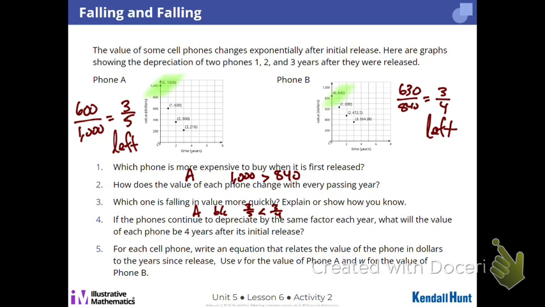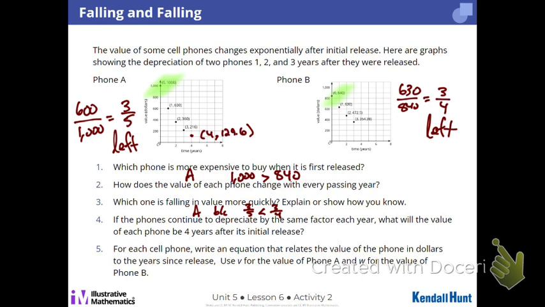If it continues, we need to get the 4th year. So to get my 4th year, what am I going to do with the 216 there? How much is left? For phone A, how much is left each time? 3/5. So I'm going to do 216, that's year 3, times 3/5, and I get 129.6. So something like this. All right, 4, 129.6.